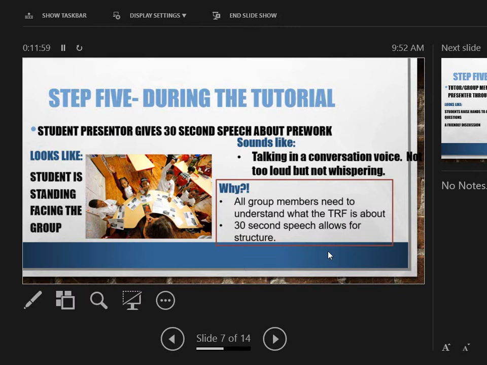So it should only take 30 seconds. You're just reading key features of your TRF in this nice frame. We do this for order, so everyone knows where we are, so we make sure we're hitting all of the important parts of your POC for your TRF.